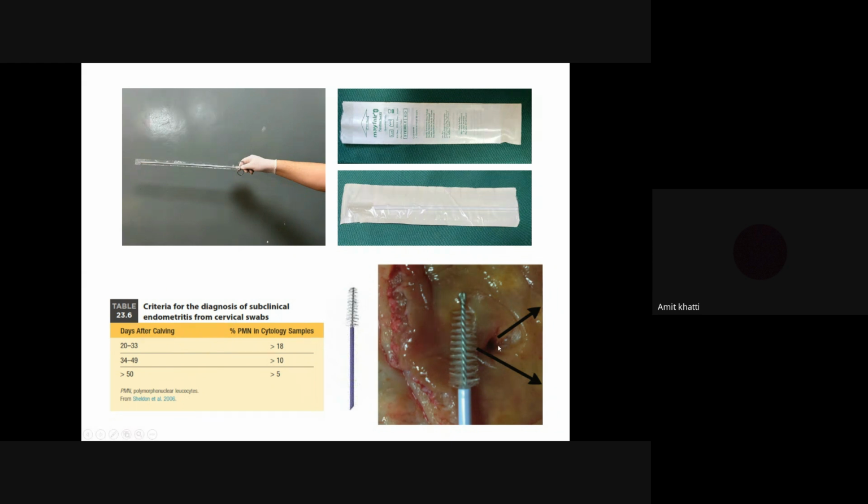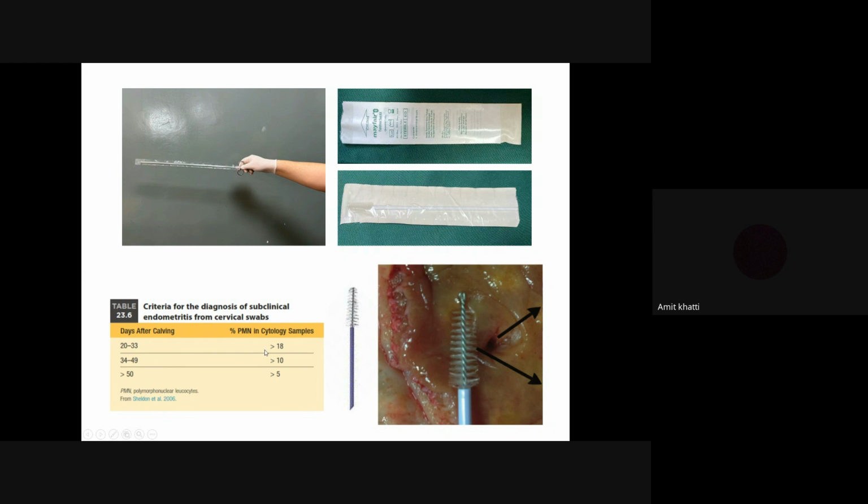wall of the endometrium, we can have a circular, or we can say clockwise or anti-clockwise, or rotatory motion, and thereafter these bristles will have a superficial collection of the endometrial cells and the discharge. Further, this discharge can be collected and a smear can be prepared on a clean, grease-free microslide, and this smear can be stained and observed under the microscope. Based on the PMN percentage, or we can say neutrophil counts, we can have an idea about the status of the uterine infection.